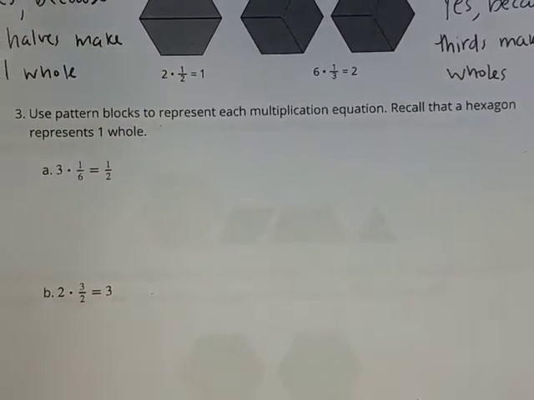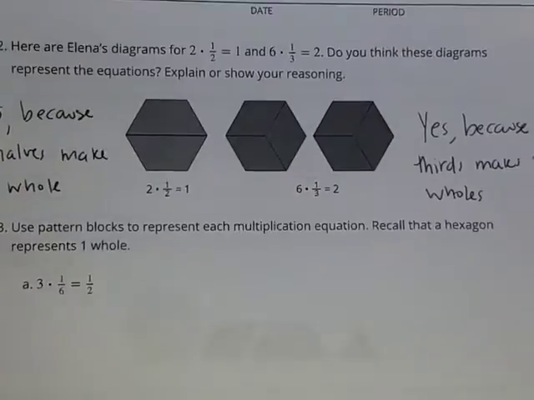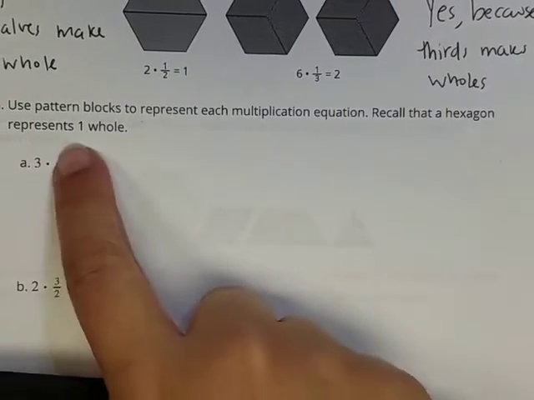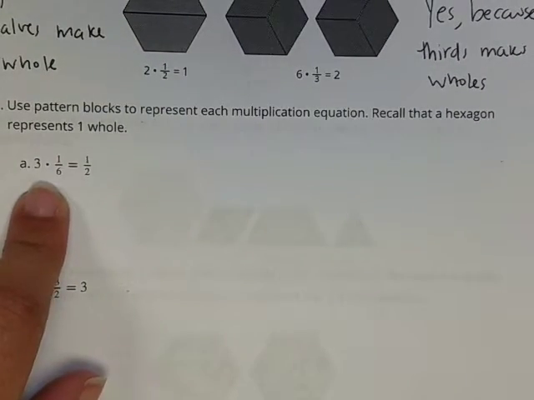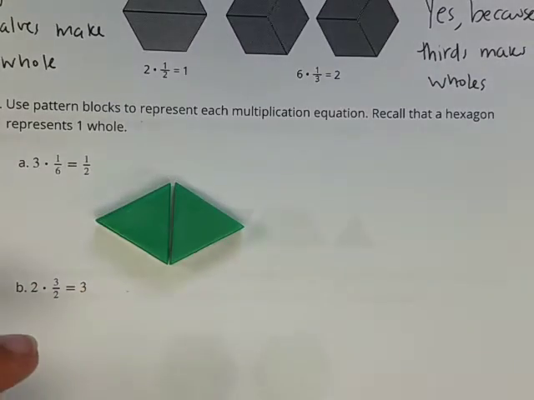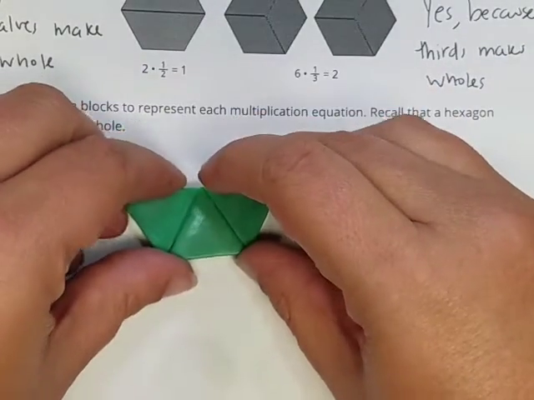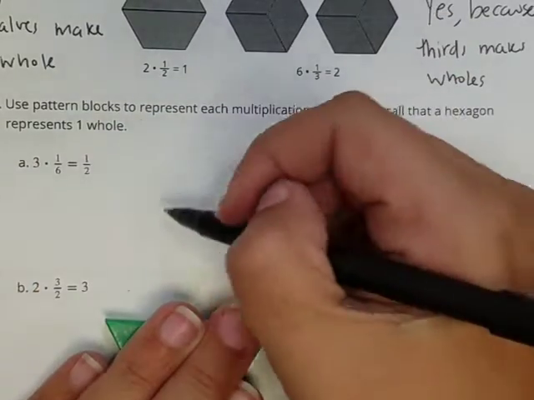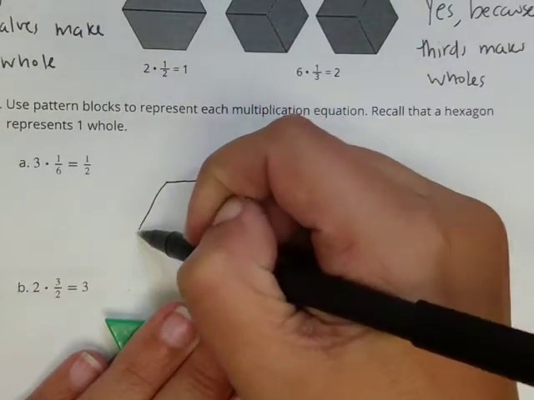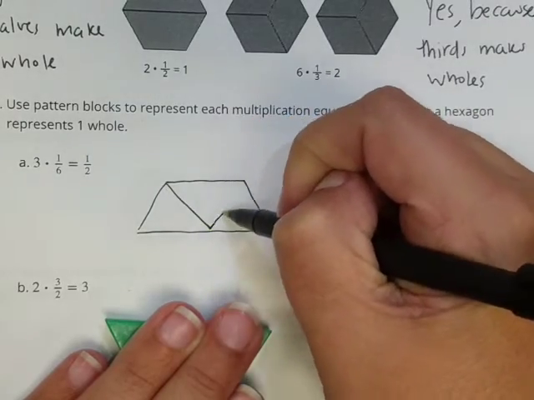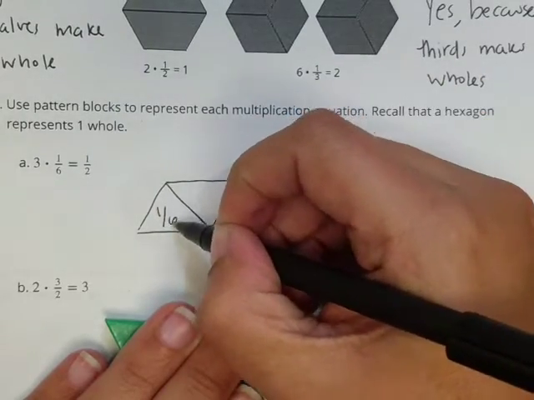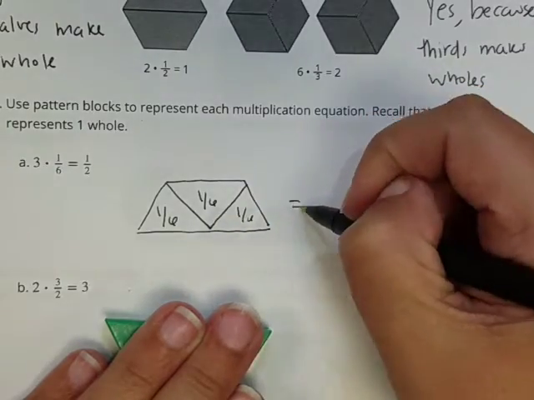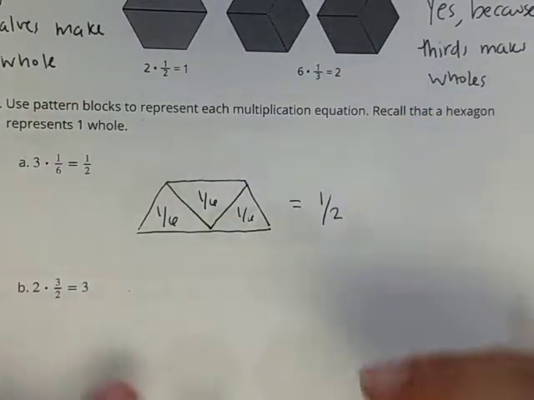All right. Next they want us to use pattern blocks to represent each multiplication equation. Recall the hexagon represents 1 whole, so 3 times 1/6. So if I have 3 of these, what have I just made? I've just made a half. And I can represent that with a picture, so let's draw that. So there's my 1/6, 1/6, 1/6. There's my 3 1/6, and that gives me my 1/2.